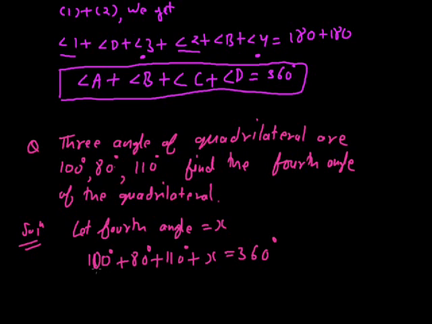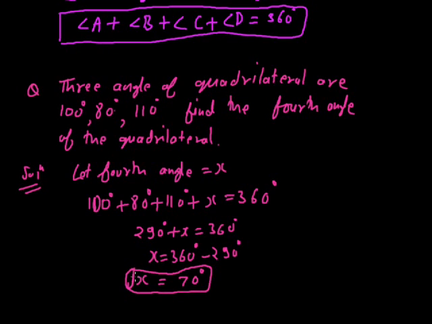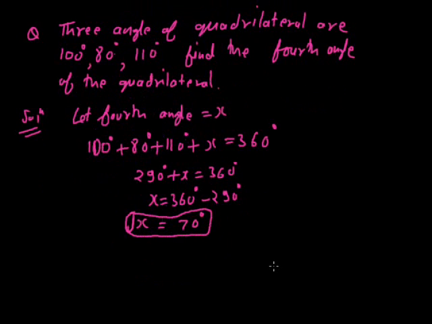So 100 plus 80, that is 180. 180 plus 110, that is 290 degrees, plus x is equal to 360 degrees. So x is equal to 360 degrees minus 290 degrees, that is equal to 70 degrees. So the fourth angle is 70 degrees. Now let's move to the next question.